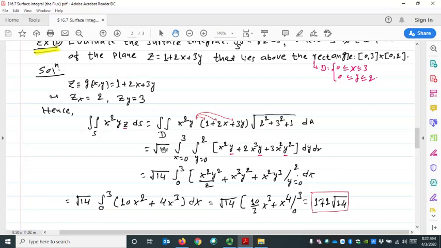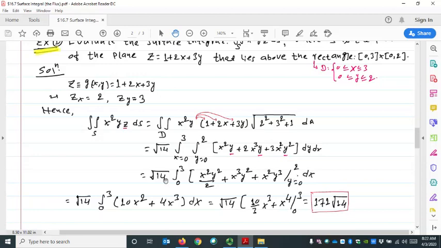So next step, radical 14 as it is, write down the x integral. Integration of x squared y with respect to dy is x squared y squared over 2. Integration of 2x cubed y with respect to dy is x cubed y squared, plus integration of 3x squared y squared is x squared y cubed, because y squared becomes y cubed over 3 and the 3s cancel. Put the y limits, times dx.